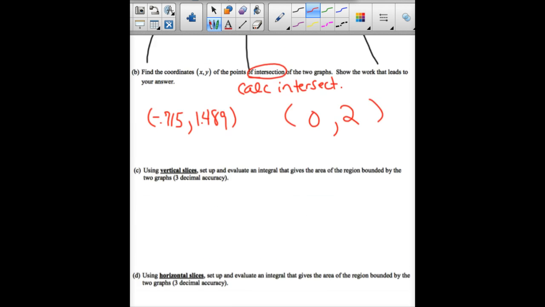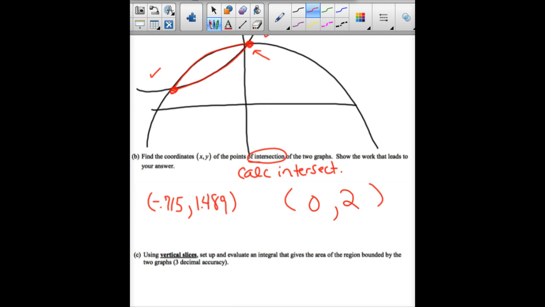So for my vertical slices, I'm having a hard time with the scrolling. Let's go do it. Vertical would be, if you had your choice, you wouldn't even choose horizontal because they're solved for y. If it said x equals, then you might want to do them. Right? Yeah, I am right. All right, let's go do it.